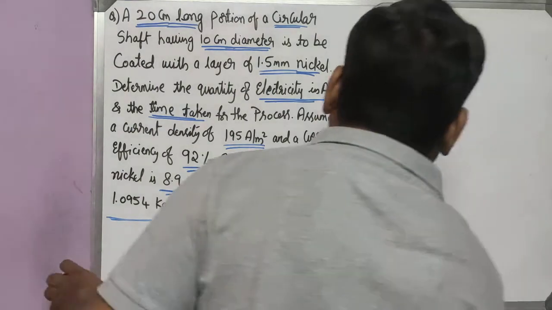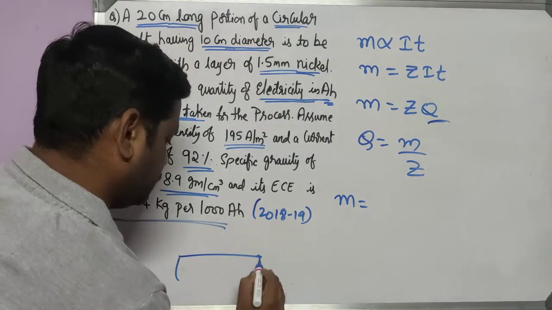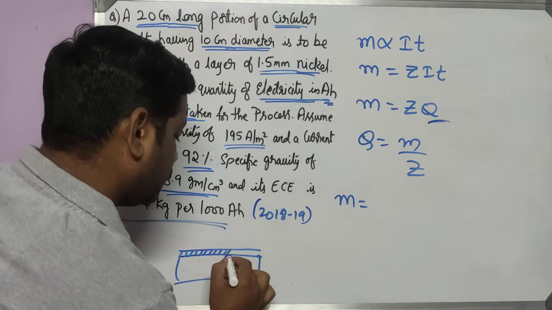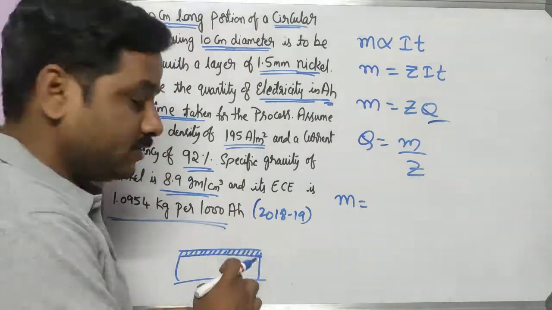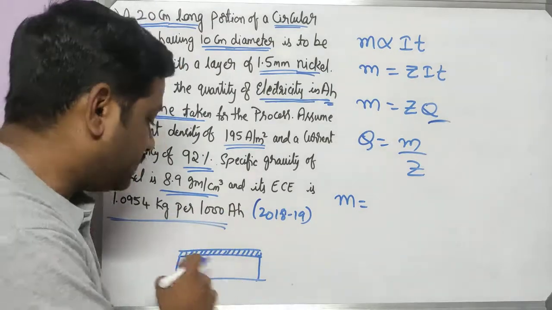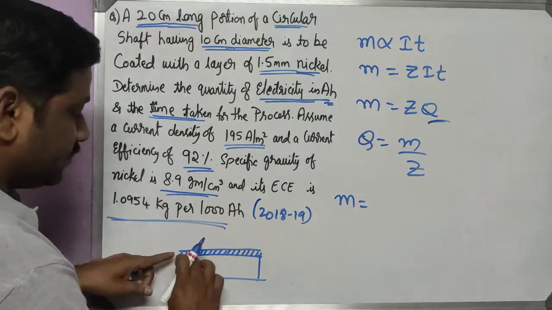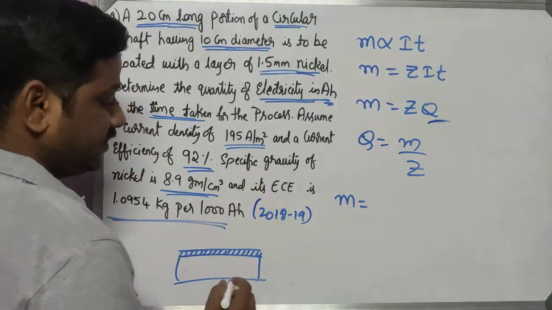So on a shaft, we can write M is nothing but... I'll draw the picture, say this is the shaft. On this shaft, we need to have a layer of 1.5 mm thickness, nickel. This is the mass quantity. So the mass, the quantity we require here, can be given as M is equal to... this quantity totally depends upon the surface area of a shaft. Okay, so surface area of a shaft.